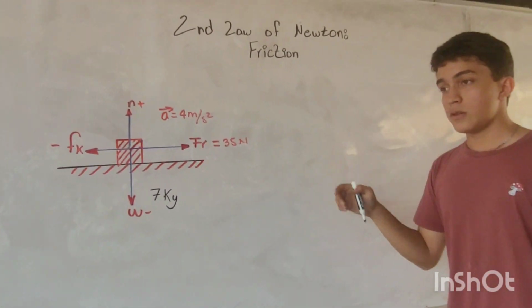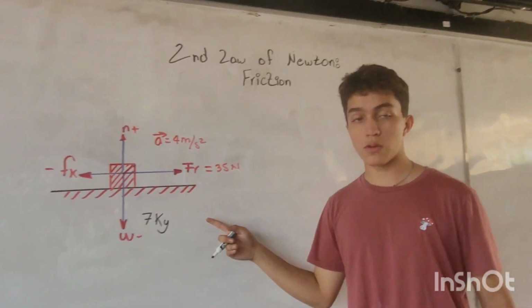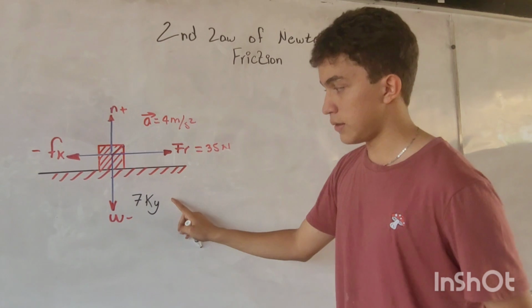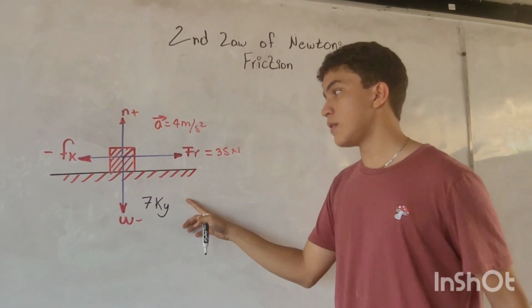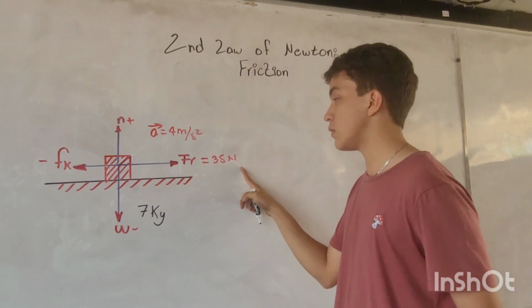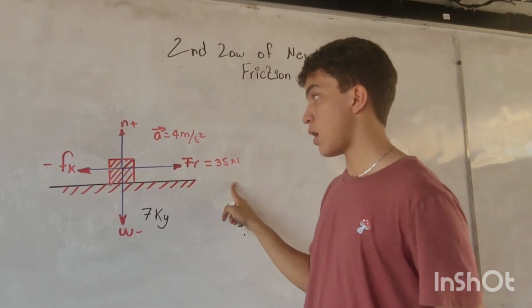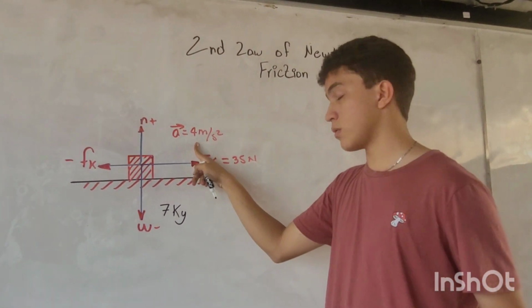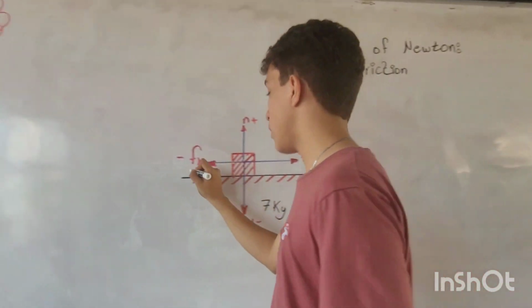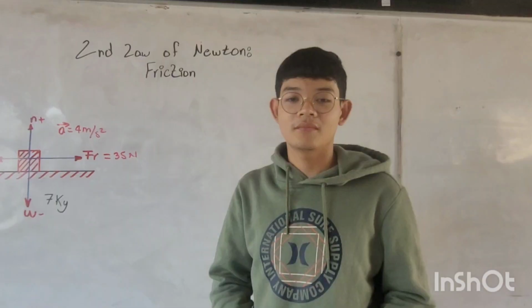Okay, so in this exercise we have a block that weighs 7 kilograms and the net force applied to it is 35 newtons and its acceleration is 4 meters per second squared. So we need to determine the friction.